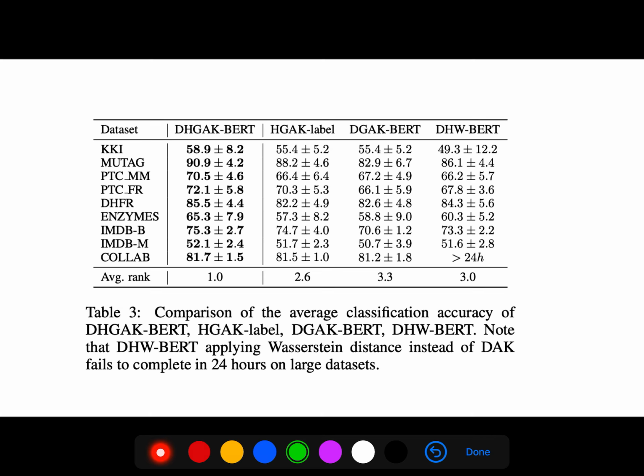DHW BERT, applying Wasserstein distance instead of DAK, fails to complete in 24 hours on large datasets. So it takes more than 24 hours if you want to use DHW BERT on the Collab dataset.